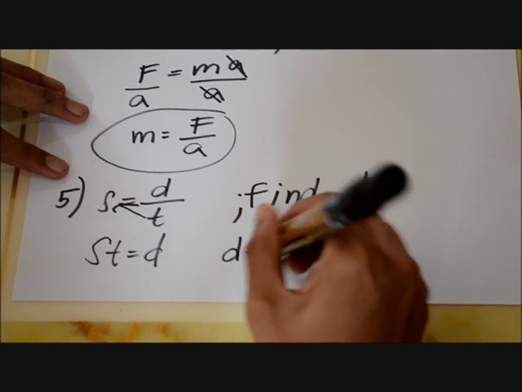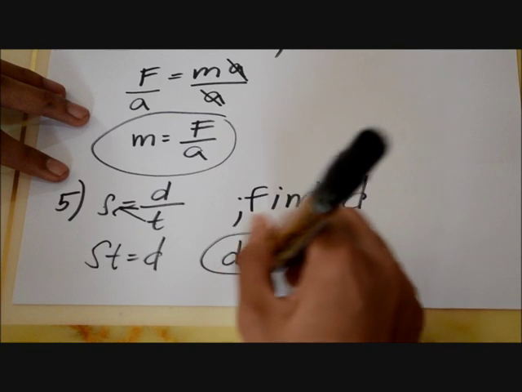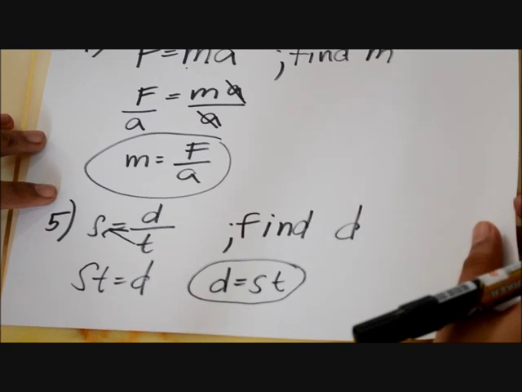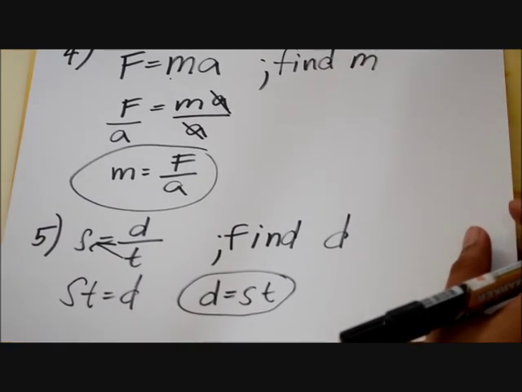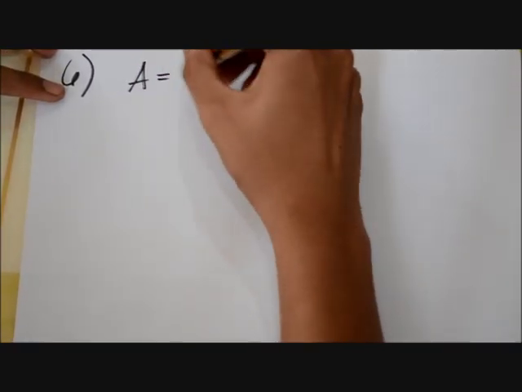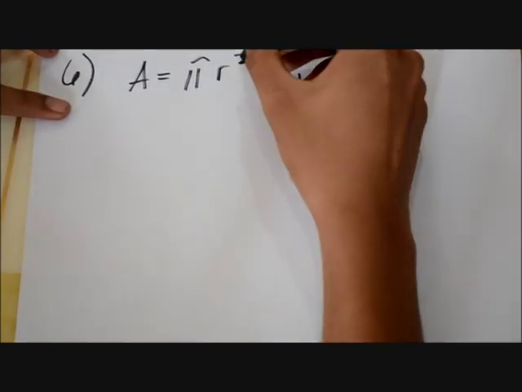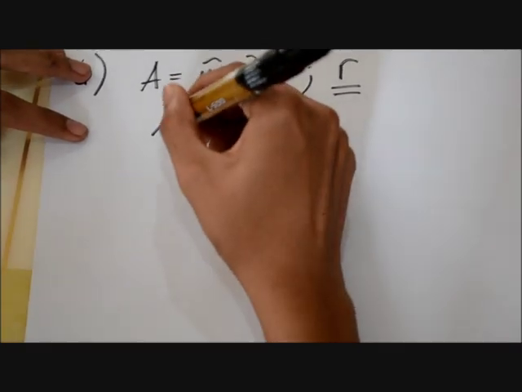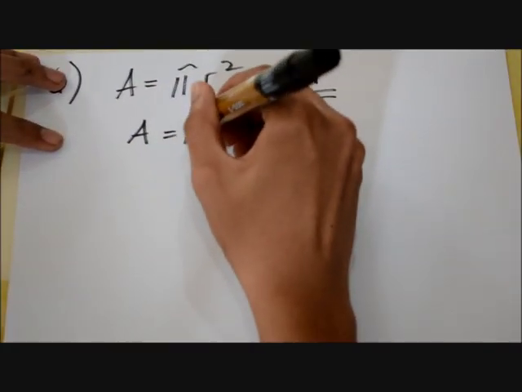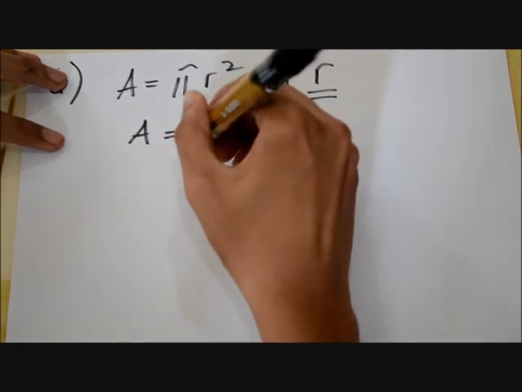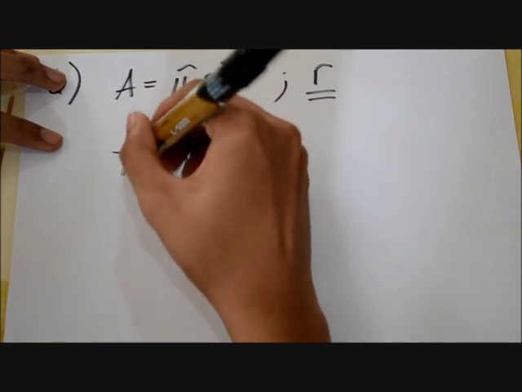Example 6. So this is going to involve rather a squared variable. So given area is equals to pi r squared, wherein we are going to find the value of r. So what we are going to do first is divide both sides by the value of pi, leaving r squared. So that makes it a over pi is equals to r squared.